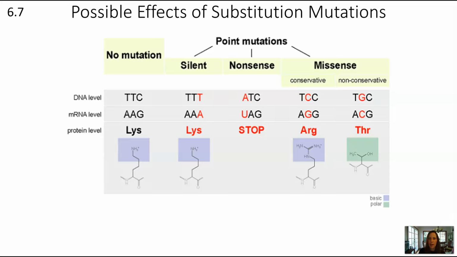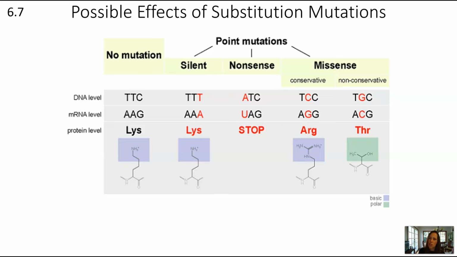And then we have different types of substitutions. So if that C becomes a T, it's going to end up coding for the exact same amino acid. That's not going to affect our protein at all, and that's called a silent mutation. A nonsense mutation is if we get a different nucleotide in that codon, that it ends up coding for a stop signal of the protein. That's going to just make a complete mess of things. That's called a nonsense mutation.